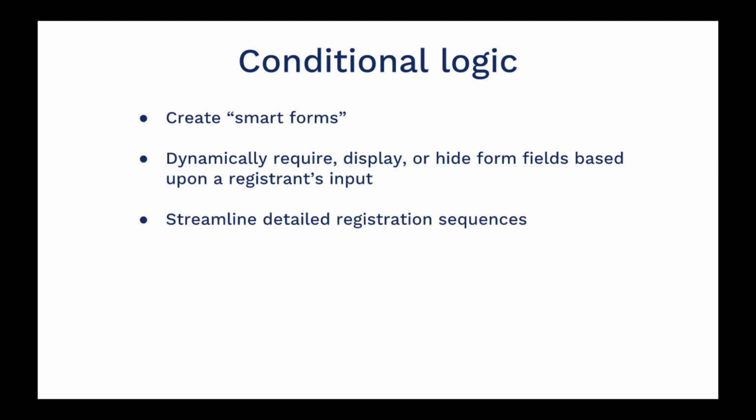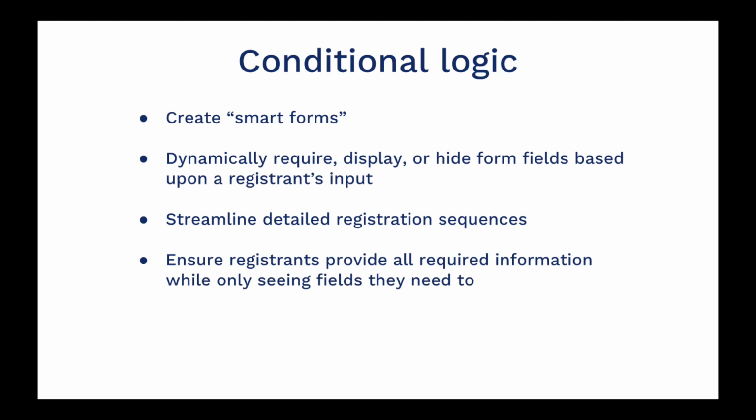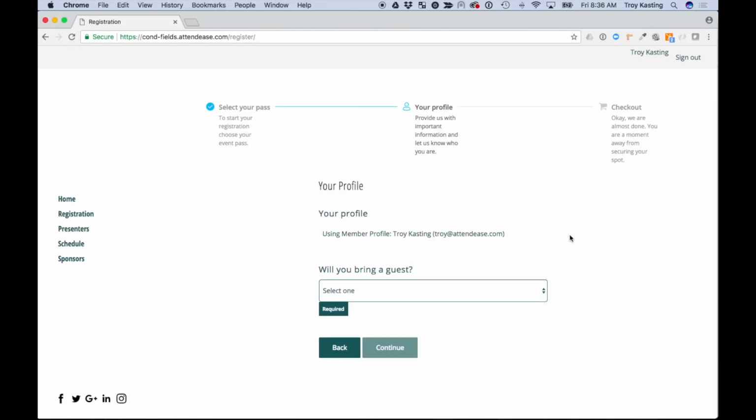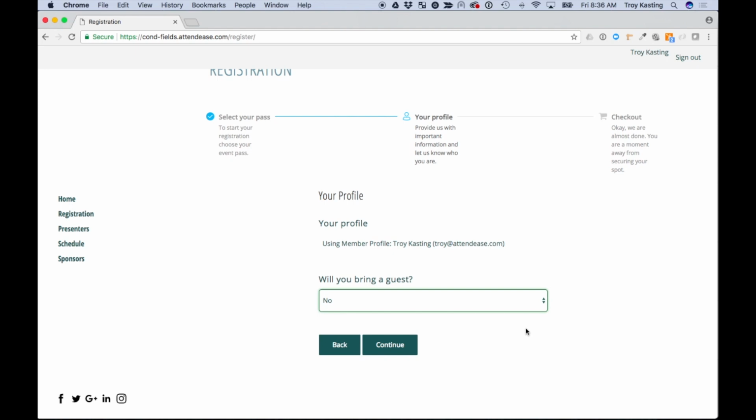This feature is critical for streamlining any detailed registration sequence to ensure that registrants provide all required information while only seeing the fields they need to. Let's start with a simple example. On this registration form, there's a select list field that says, "Will you bring a guest?" If I select no, the field is validated and I can proceed. No other input is required.